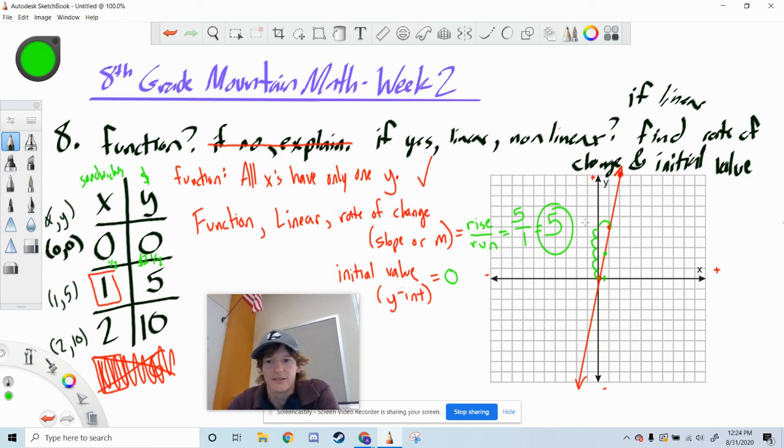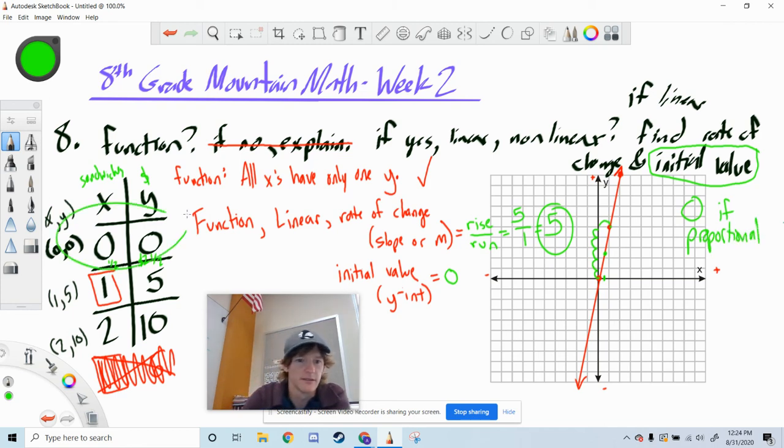This is a lot like what we've had in class at the beginning of the year here. These are called proportions. We know this is proportional. It's a straight line that goes through the origin. So this is proportional, and all proportional relationships have an initial value of 0. We can see right there, 0, 0 is our initial value. It is proportional. So did we answer all the questions? Let's see. Is it a function? Yes, it's a function. Is it linear or nonlinear? It is linear. If it's linear, find the rate of change and the initial value. Well, we found the rate of change. It was 5, and our initial value was 0.